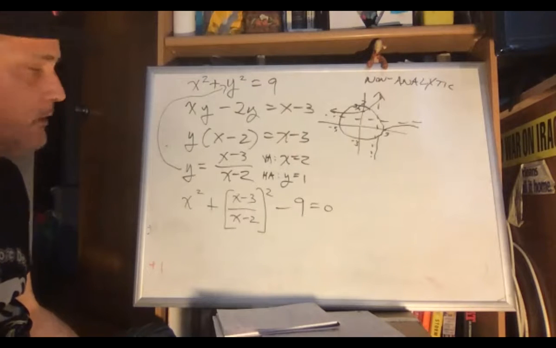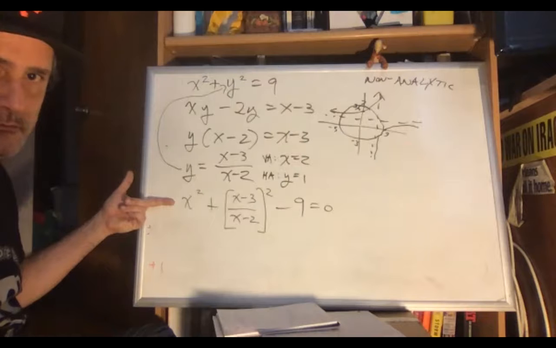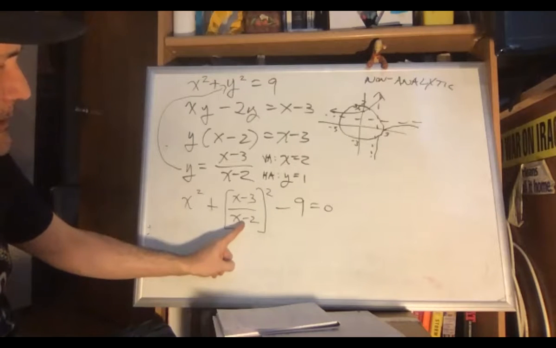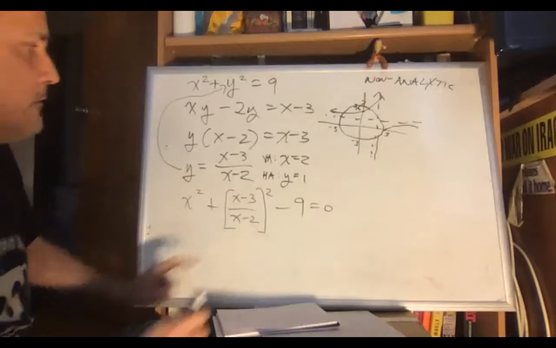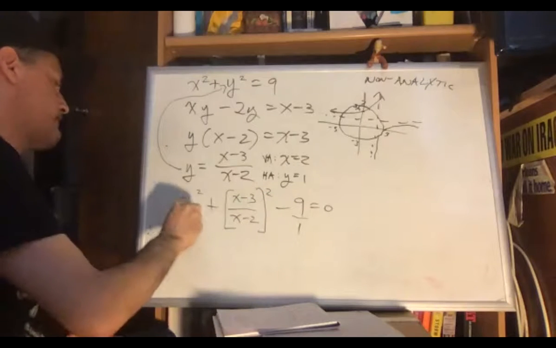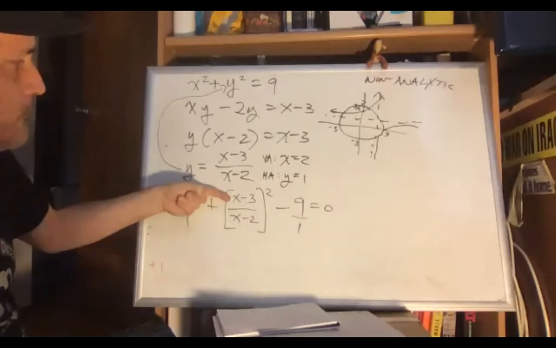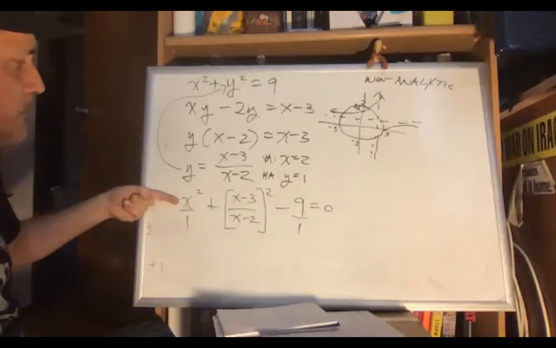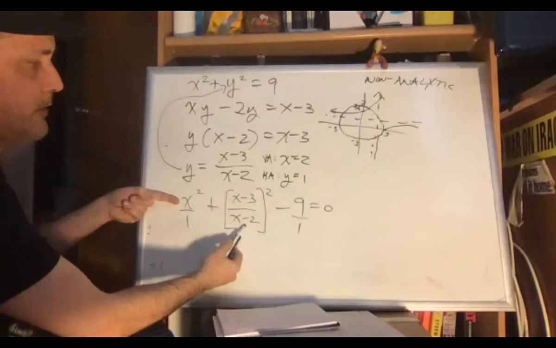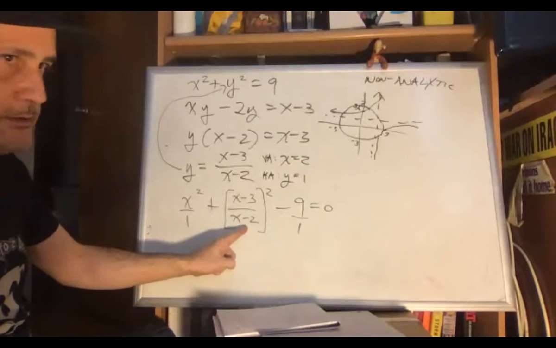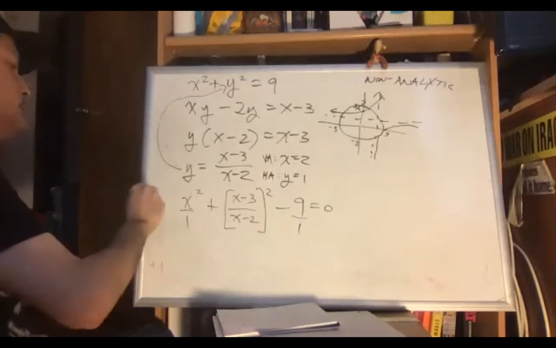So what do we do then? Well, let's get a big fraction equal to 0. All right, so if we're going to get a big fraction equal to 0, this is basically x minus 2 squared. So we need to multiply top and bottom by x minus 2 squared. This numerator will be x minus 3 squared. This x squared will be multiplied by x minus 2 squared, top and bottom. And this 9 will be multiplied by x minus 2 squared, top and bottom. All right?